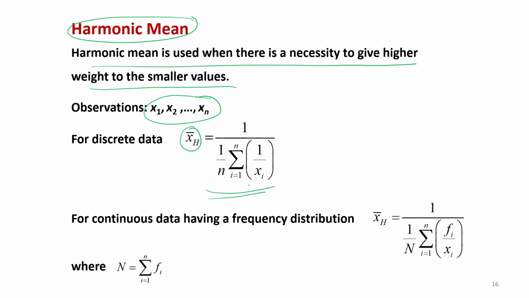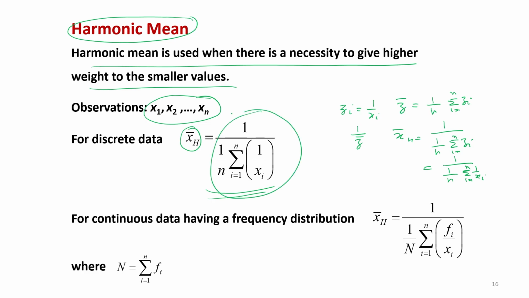But if you try to see, suppose I say zi is equal to 1 upon xi, right? And if you define z bar, it will be 1 upon n summation i goes from 1 to n zi. So now if you define the harmonic mean, it will be 1 over z bar. So this harmonic mean will become, if you replace all the values, 1 upon 1 by n summation i goes from 1 to n zi, which is equal to 1 upon 1 by n summation i goes from 1 to n 1 over xi, right. So this is how the harmonic mean of x1, x2, ..., xn is computed.